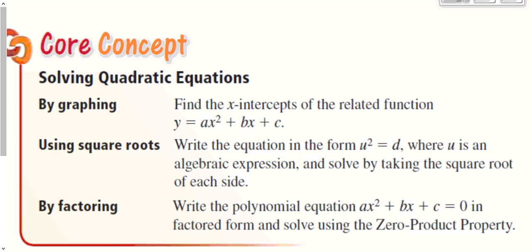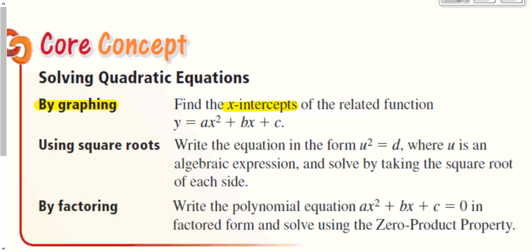In section 4.1, we are going to be solving quadratic equations. First, we are going to look at solving by graphing. When you graph a quadratic equation, you're going to find the x-intercepts, and those are going to be your solutions. So all you have to do is graph and find where it crosses the x-axis. Sometimes there's 1, sometimes there's 2, and sometimes there may not be any. If there's not any x-intercepts, then your solution is no solution because it doesn't cross the x-axis. And that's with graphing.